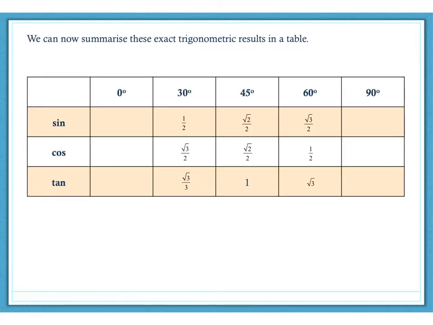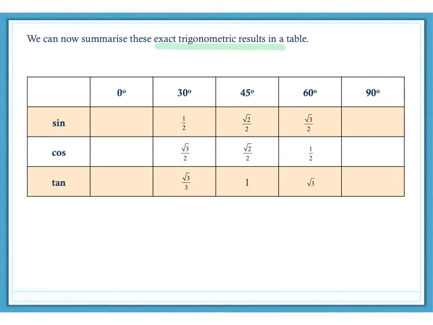We can now summarise these exact trigonometric results in a neat table. So you'll see that we have all of the results so far placed in the table with some gaps. Now the gaps are there because we also need to know the exact trig values for 0 and 90 degrees. You can input these into your calculator to check that you get the same values. We'll be working on where these results for 0 and 90 degrees come from a little bit later on in a topic called trigonometric graphs.